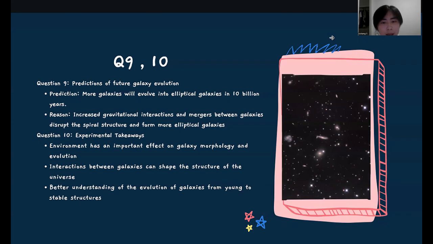If observed again in 10 billion years, more elliptical galaxies may be seen because more spiral galaxies will have evolved into elliptical over time due to mergers. I learned that environment has a significant effect on the morphology of galaxies, with dense environments promoting the formation of elliptical galaxies and isolated environments preserving spiral and irregular galaxies. These observations help us understand the evolutionary trend and the history of the universe.